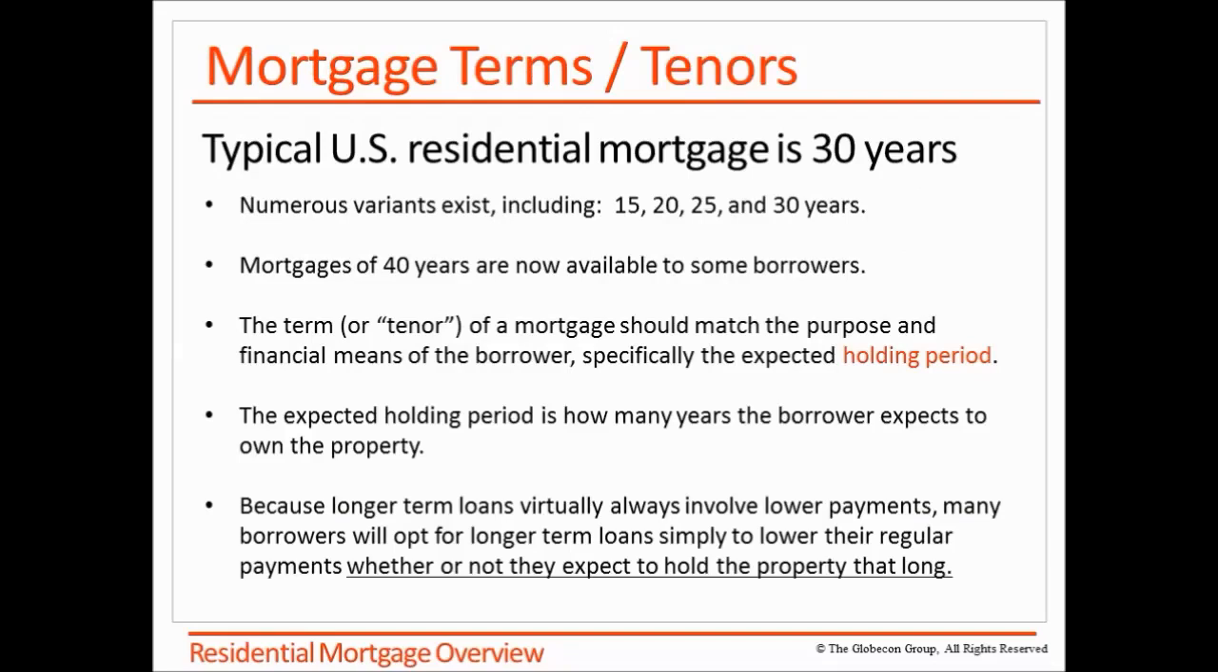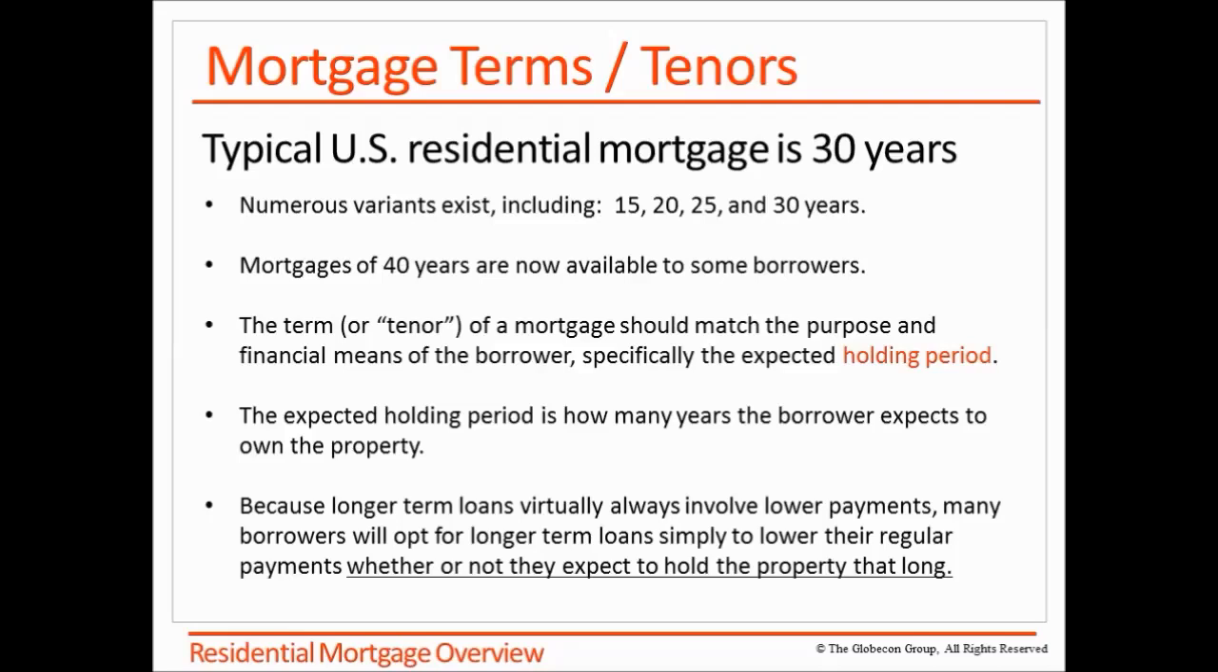So another key element of the mortgage process is mortgage terms or tenor. The typical U.S. residential mortgage is 30 years, but numerous programs exist, including 15, 20, 25, 30, and we're even now seeing 40 years available to some borrowers. The reason that's important is that as the term or tenor increases, the more years you have, the lower your payment is going to be. So some borrowers opt for longer terms to decrease their payments.